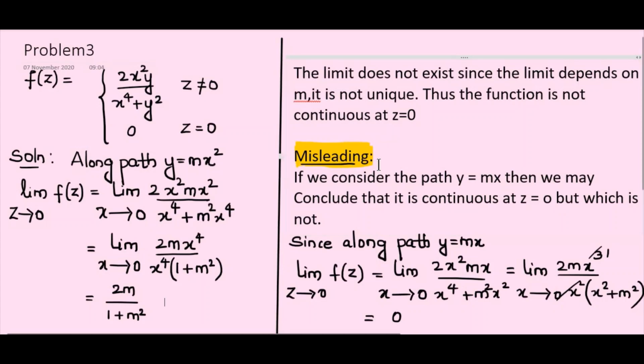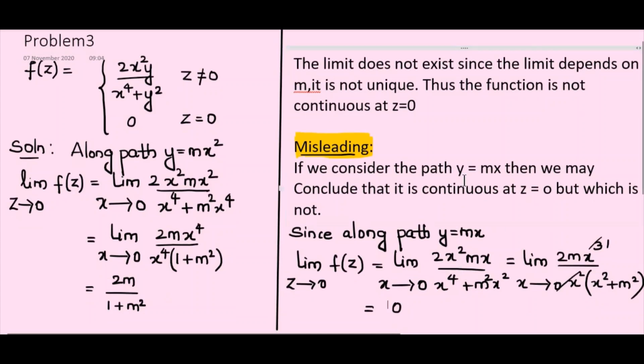Now, I will tell you what is the misleading portion in this problem. If we consider y equal to mx, then check the answer given below. After substituting y equal to mx and then applying the limit, I am getting the value as 0. So, when you consider y equal to mx, you are getting the limit as 0. You should not confuse yourself that this function is continuous at origin, because the limit should be unique no matter what path you choose.